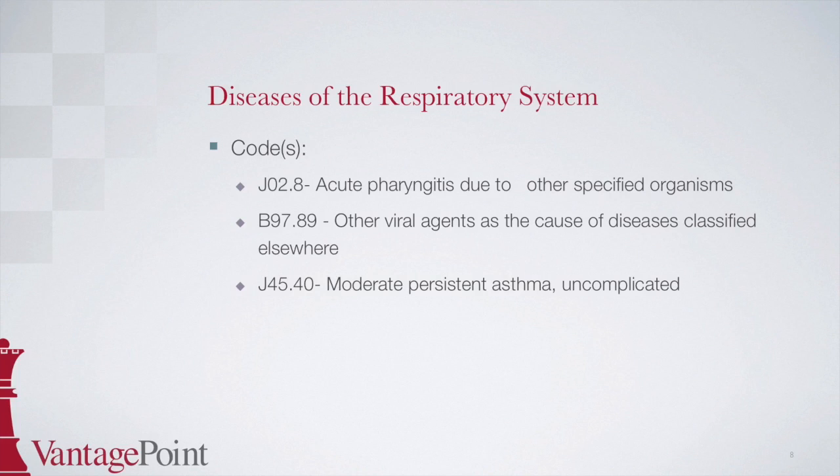The last code is J45.40, moderate persistent asthma, uncomplicated. To locate this code, start at asthma in the alphabetic index, then find persistent, and then moderate, which points to J45.40, which you would then confirm in the tabular.